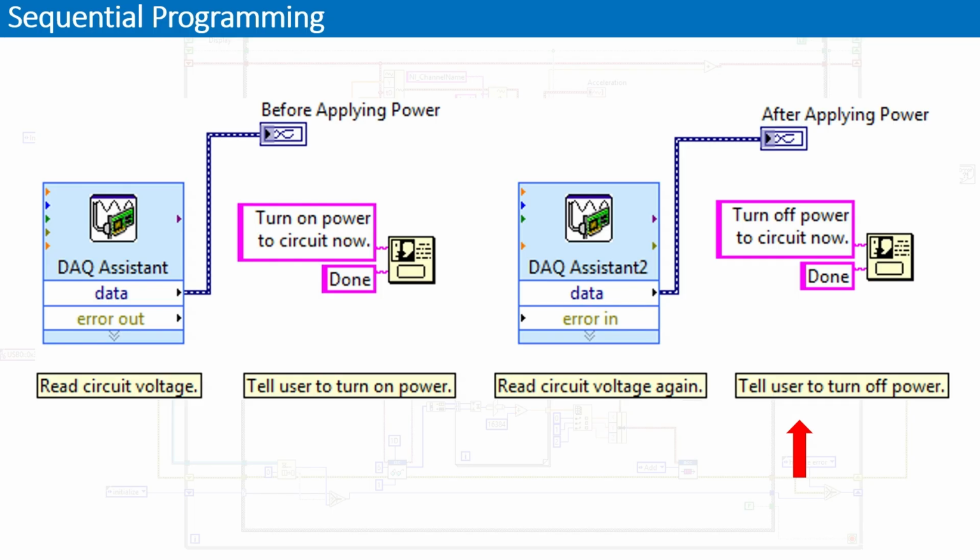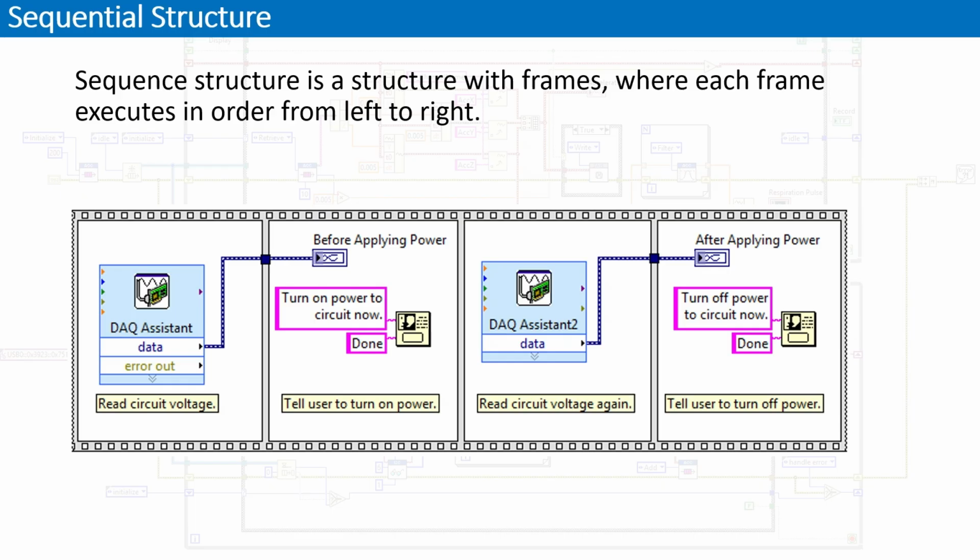Because LabVIEW is based on a data flow model, if the block diagram is arranged in this way, these 4 steps may be executed in an unpredictable order. LabVIEW provides a sequence structure that enforces a specific execution order within a block diagram. This structure is available in the Structures palette, and additional frames can be added as needed.